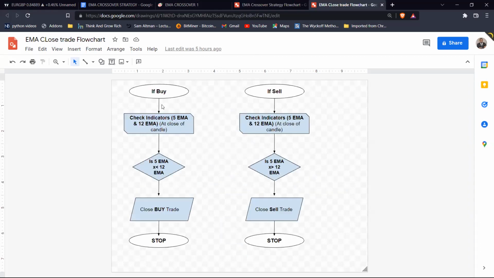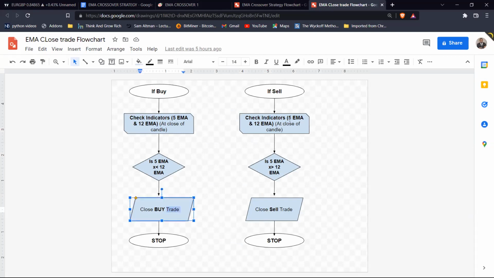So we had this other area here where we looked for, if there's an open buy trade, check if the 5 period moving average is crossing below the 12. If that's the case, close the buy. Else, if the trade is a sell trade, check if the 5 period is crossing above the 12 and close the sell. Are we together? Does that make sense? I hope you guys are following me.